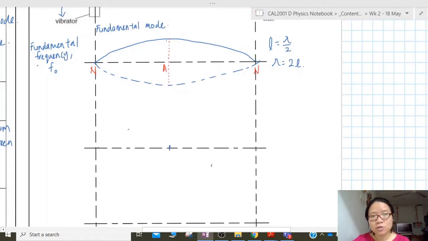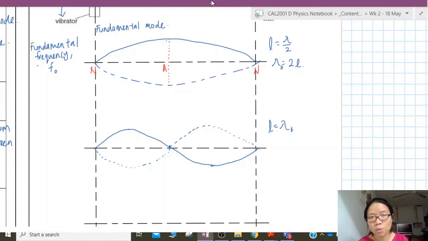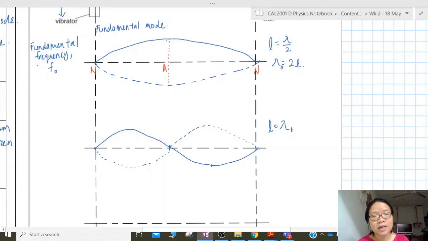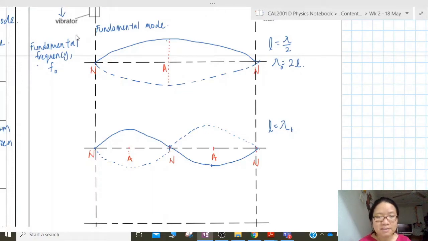Okay, so as I increase the frequency, the wavelength will shorten. Let's say it shortens to the point where now I can just nicely fit two half waves or one single wave. In this case, my L will be equivalent to my lambda. Let's call this lambda 1. Okay, and we often call these different harmonics, by the way, if you learn music. So as you can see, I've labeled the nodes and antinodes, all right?